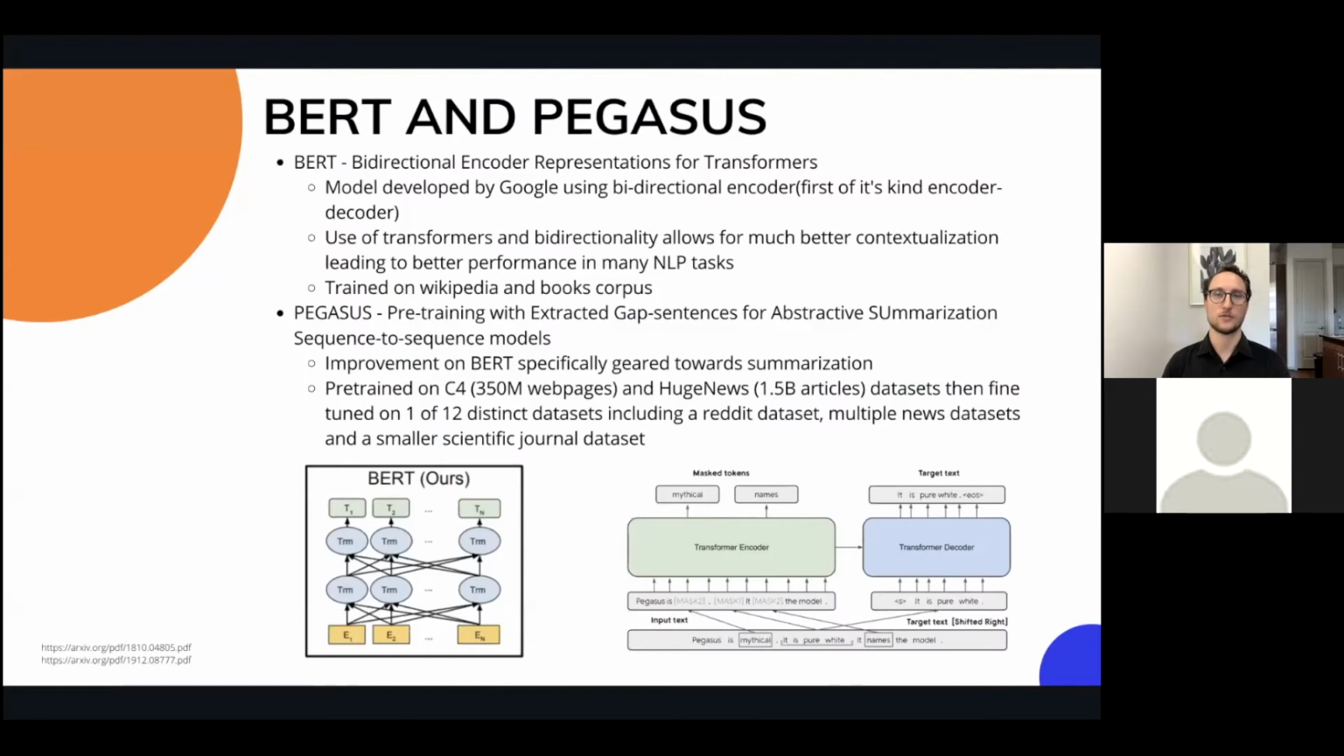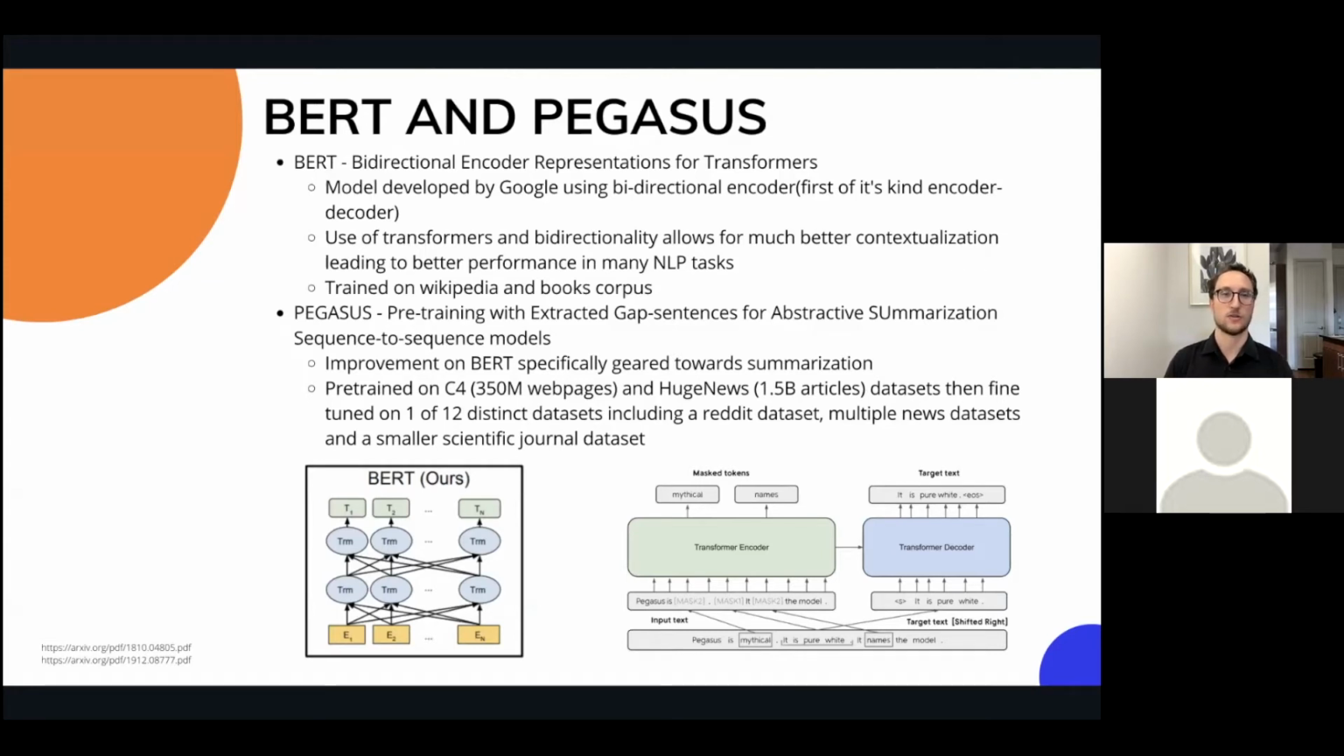So I mainly worked with these two transformer models, BERT and PEGASUS. BERT was the first of its kind, a bi-directional encoder, meaning that it could use the surrounding context both before and after different words and phrases to get a better understanding of that context, whereas previous models had only been able to look forward to understand context of previous words.